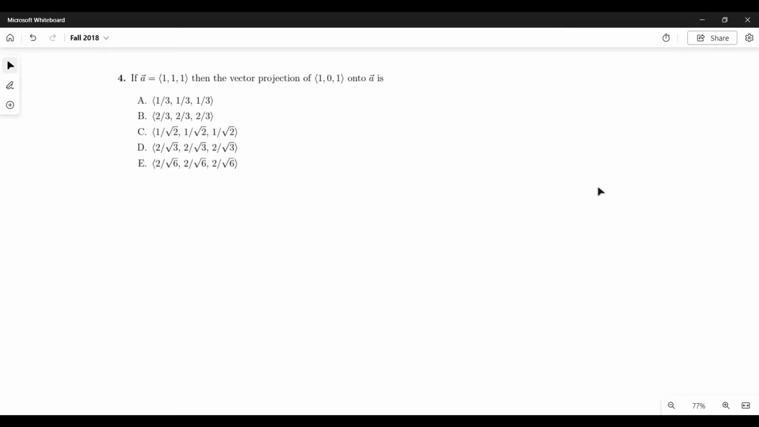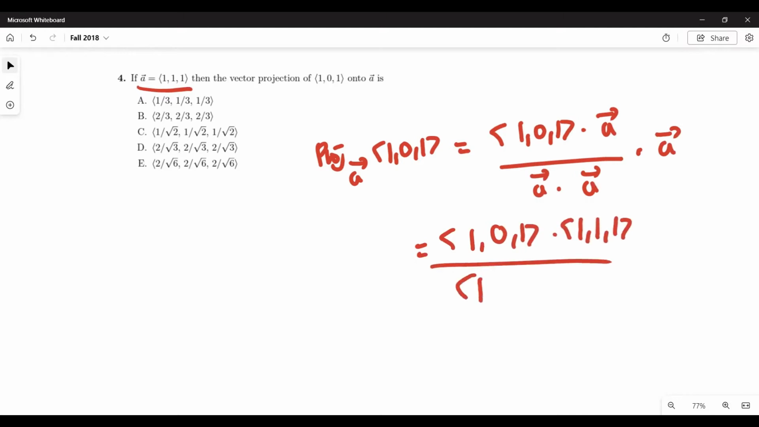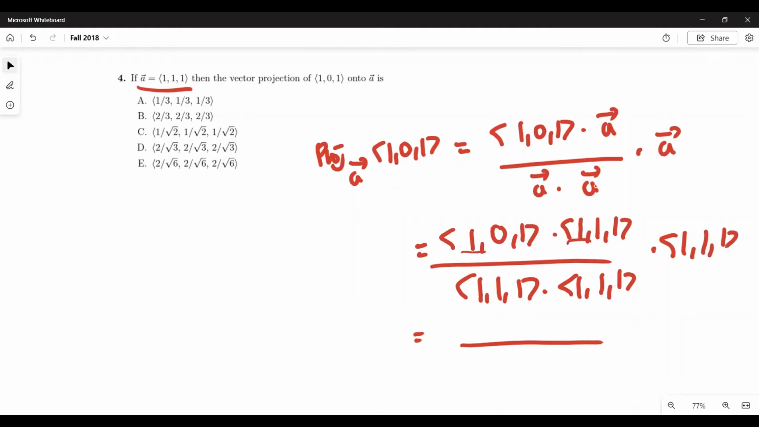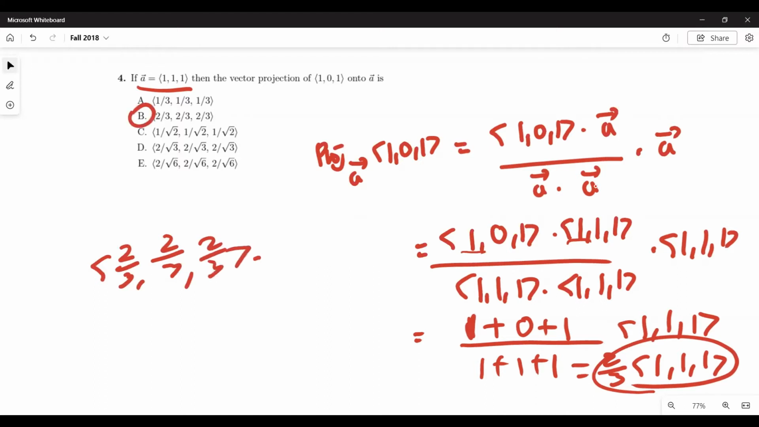So this question asks, find the vector projection of (1, 0, 1) onto A. So the projection onto A of (1, 0, 1) is (1, 0, 1) dot A over A dot A, times A. Vector A is given as (1, 1, 1). So the numerator will become 1 plus 0 plus 1, and the denominator will be 1 plus 1 plus 1, times (1, 1, 1). This will just become 2 over 3 times (1, 1, 1), which is the same as (2/3, 2/3, 2/3). So the answer is B.